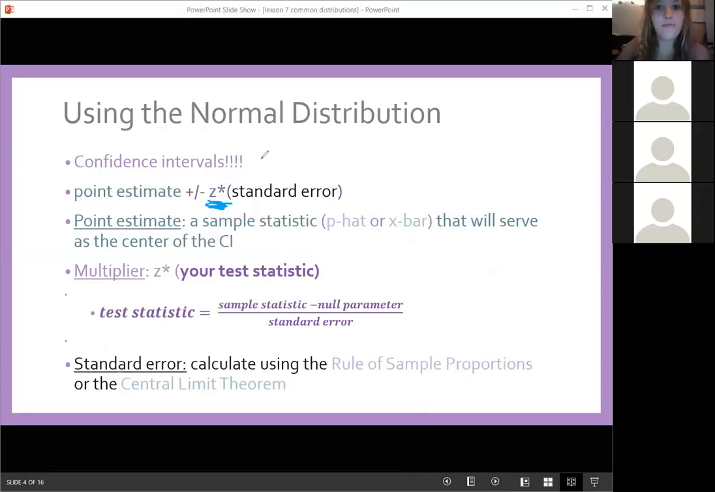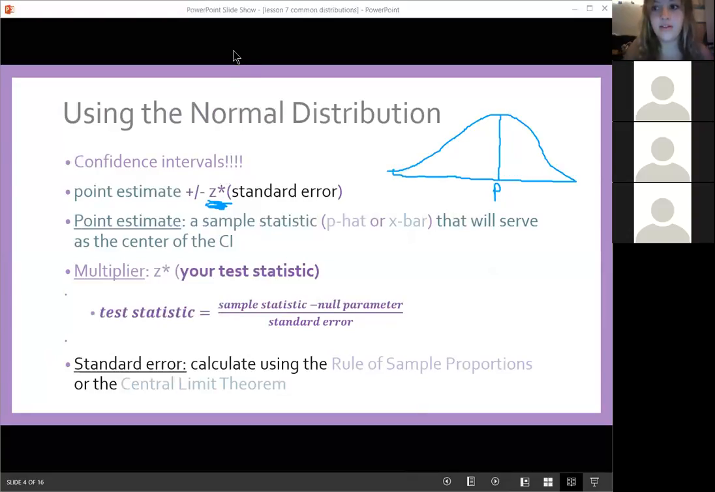So our point estimate, remember, is going to be p hat or x bar, and that's always going to be your center. So when we're looking at our normal distribution and trying to make this confidence interval, wow, that's a good one. Take a screenshot of that one, guys. This is good. So when we're trying to find this, our middle part right here is either going to be p hat.